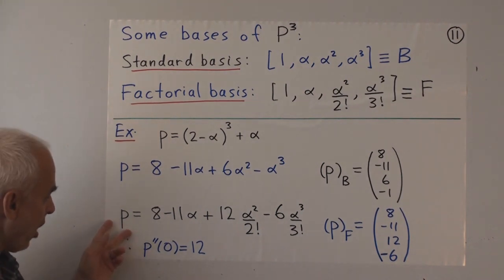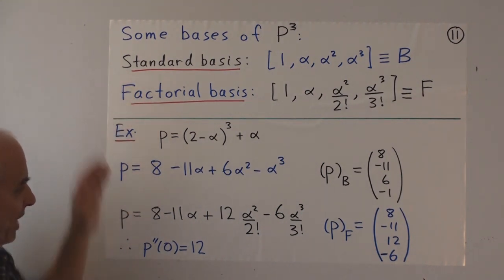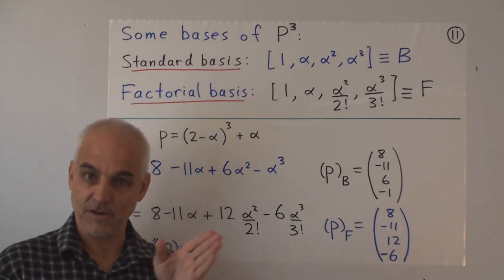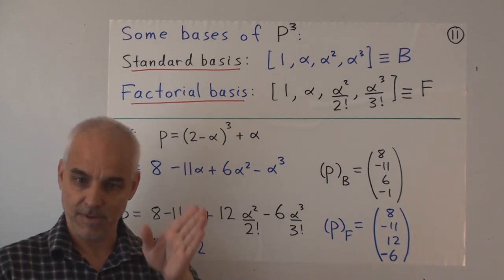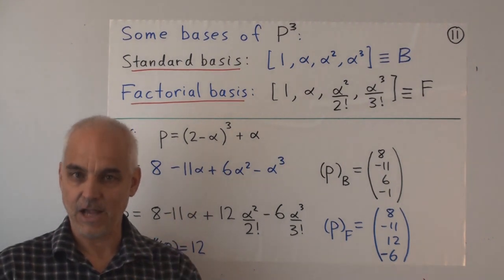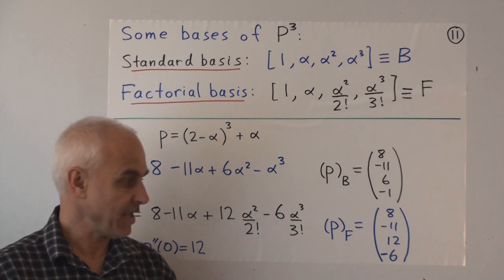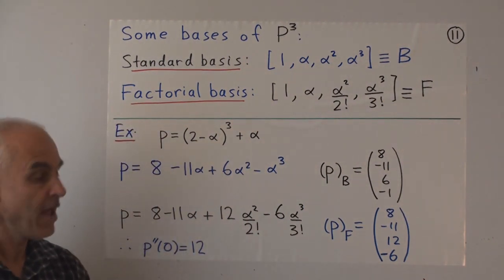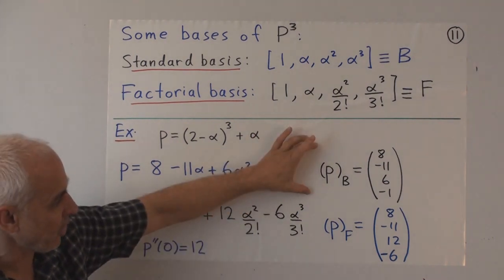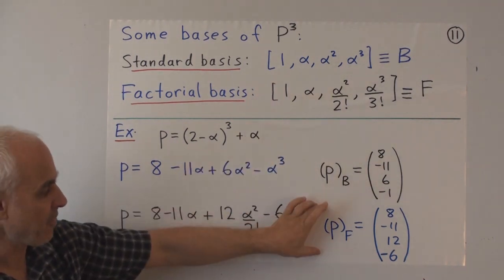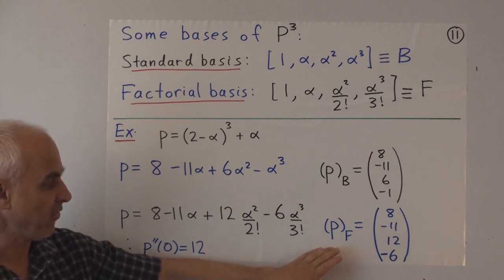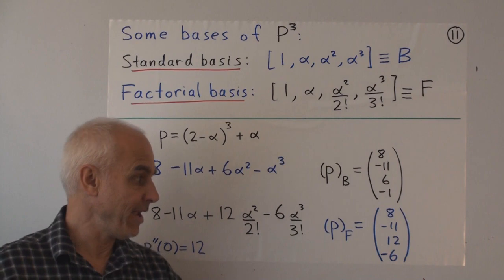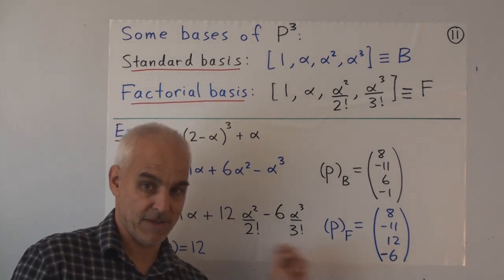So when we regard the polynomial with respect to the factorial basis, then the coefficients are exactly just the derivatives of the polynomial in order, all evaluated at 0. Gives us a nice interpretation of the coefficients. And for some purposes, it's more convenient to work with this basis. For other purposes, it's more convenient to work with this basis. You can see that if you're doing a lot of differentiation, it might be more useful to work in this basis.